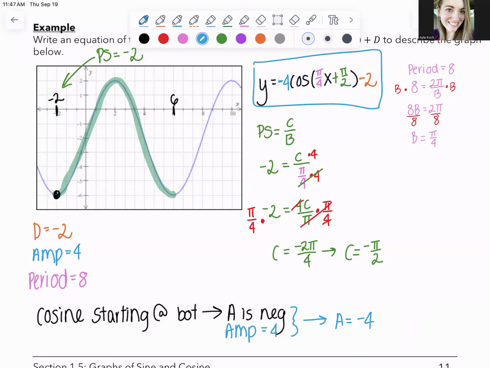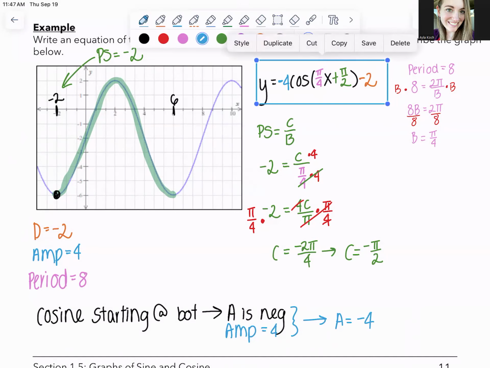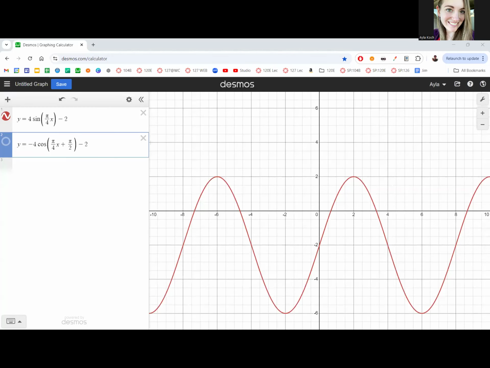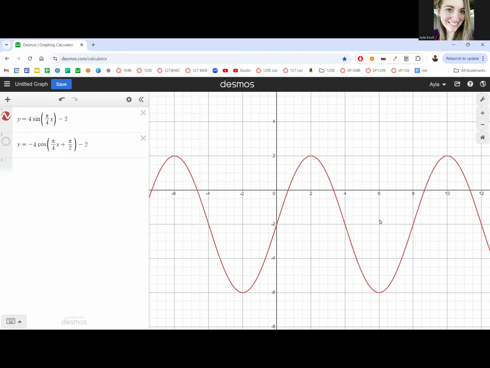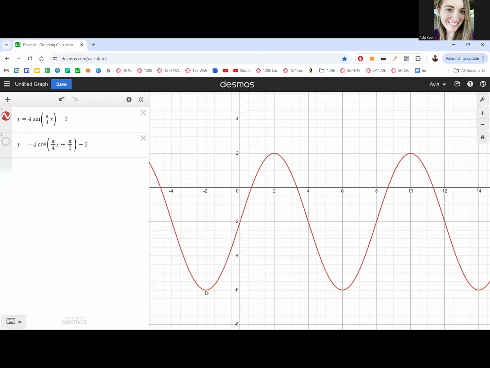Y is equal to -4 cosine of pi over 4 x plus pi over 2 minus 2. And in fact, hold on. Let me just pull it up here quickly on a graphing calculator. I have both of these equations written in that we said represent the same graph. And first of all, look, it sure does look identical. There's that -2 to 6.